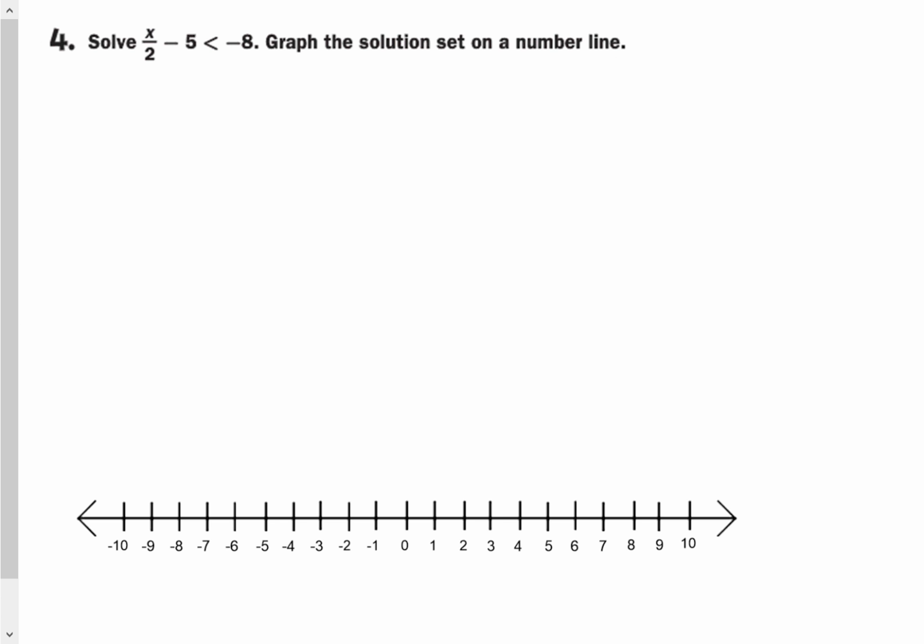Example 4, x divided by 2 minus 5 is less than negative 8. All right, so our variable x is being divided by 2 and then subtracted by 5. So our first job is to get rid of our constants, which is a minus 5 right here. So the opposite of minus 5 is to add 5 on both sides of the inequality. So let's go ahead and do that.